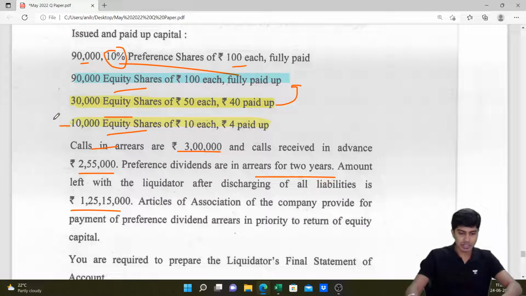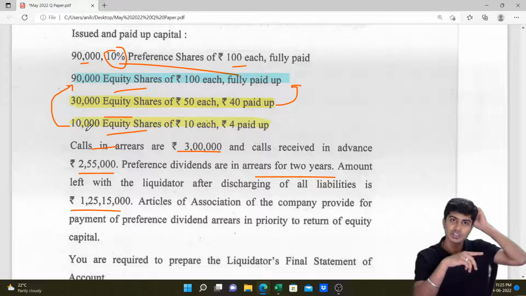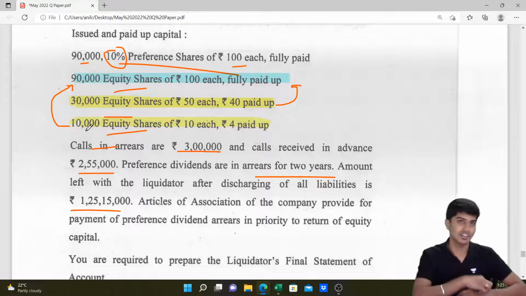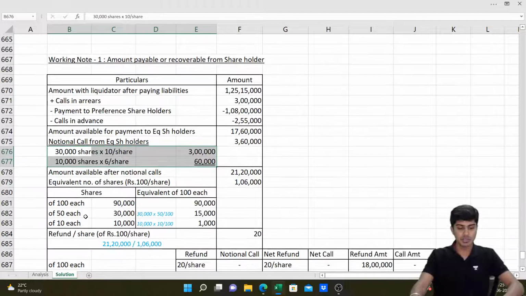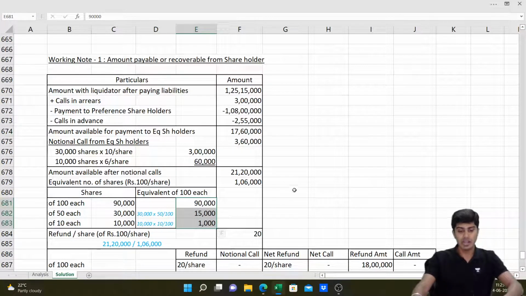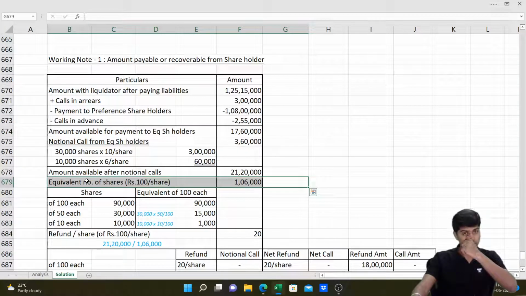Similarly, if I want to convert this 10,000 equity shares to this equivalent, it will become into 10, no? So here you should do divided by 10. So 10,000 equity shares of rupees 10 each is equivalent to 1,000 equity shares of rupees 100 each. You get this? So equated number of shares is what will arrive. Of 100, 50 and 10, we have 90,000, 30,000, 10,000. So this 90 if we keep constant, this 30,000 shares will become 15, 10,000 shares will become 1,000. Got it? In this context, equated number of shares is 90 plus 15 plus 1, that is 1 lakh 6,000. That's 1 lakh 6,000. I hope you guys got it.